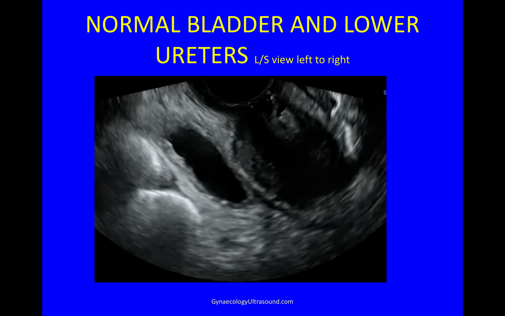In a longitudinal view again, there's the urethra, there's the bladder, and that is where one of the ureters is inserting into the posterior bladder wall at the trigone. And I'll show you, I'm going to do in the longitudinal plane, I'm sweeping from left to right, and you'll see both ureters enter the bladder.